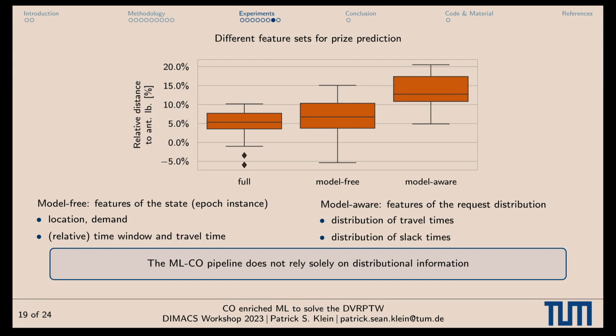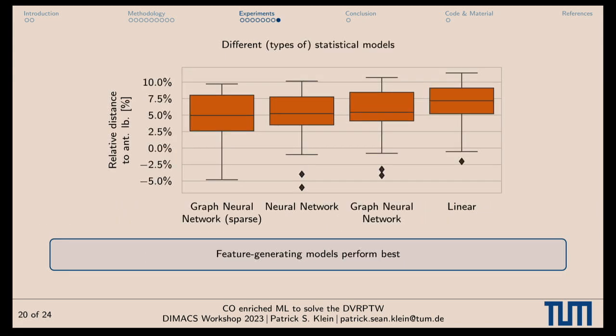And here we see that we almost achieve the same performance when using the model-free feature set versus the full feature set, and that the model-aware features actually do not contribute significantly to the performance of our pipeline. Now, as a final experiment, we have tested different types of statistical models.